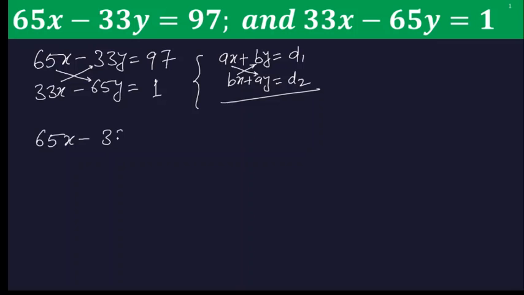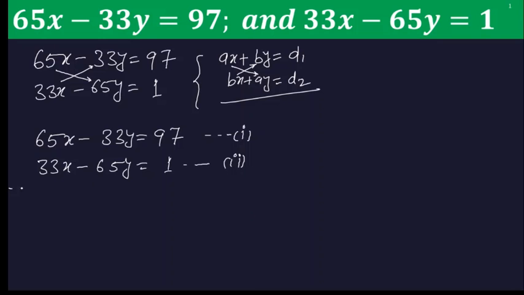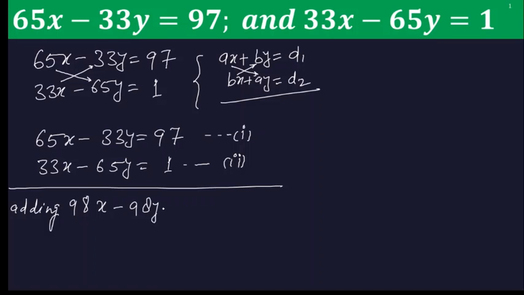65x plus 33y equal to 97. This is the first equation. 33x plus 65y equal to 1. I will add them once, and subtract them once, to make the calculation easy. Adding, what would come? 3 and 5, 8; 6 and 3, 9. So 98x, and here 98y, and here also 98.